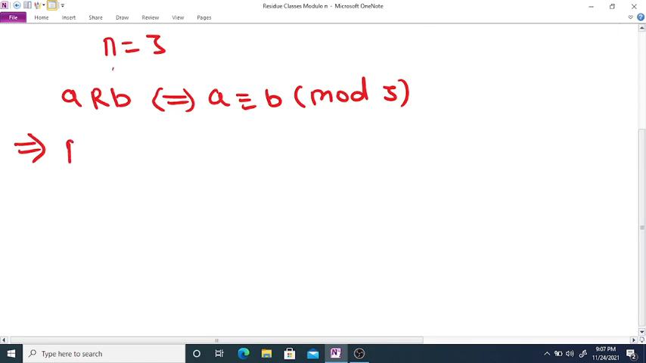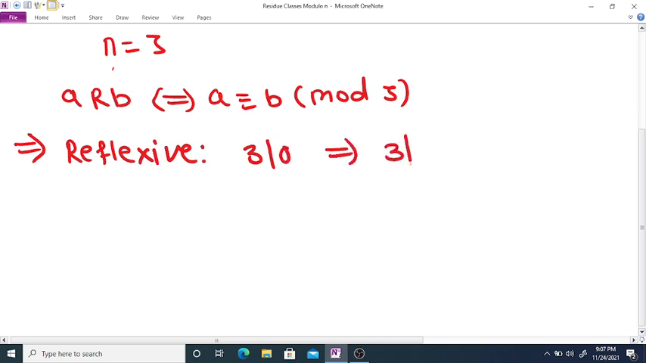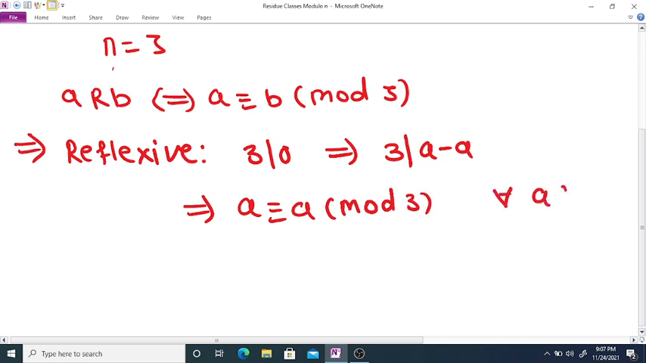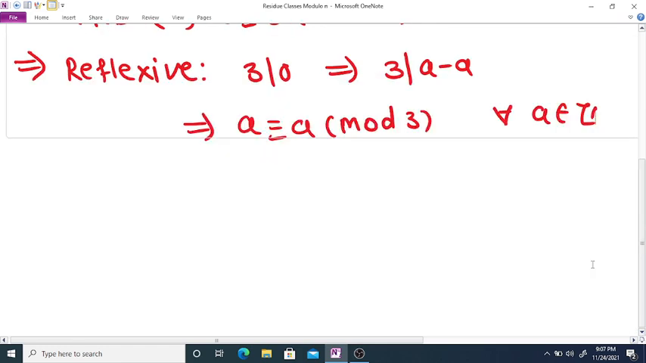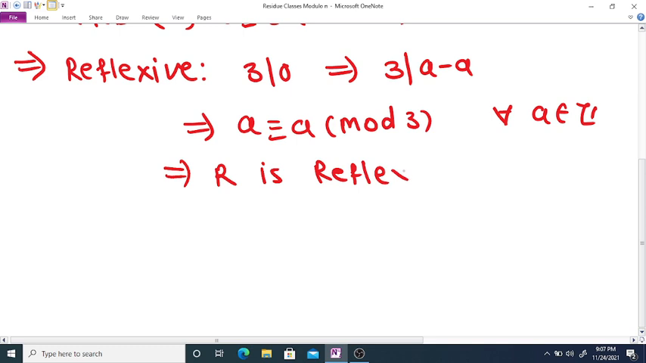For example, for reflexive, we can show that since 3 divides 0, this implies 3 divides a minus a, and this implies a is congruent to a modulo 3 for every a belonging to the integers. Therefore the given relation R is a reflexive relation. Now number 2, for symmetric.